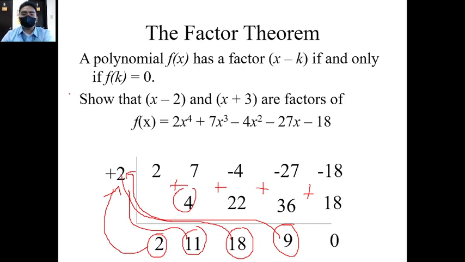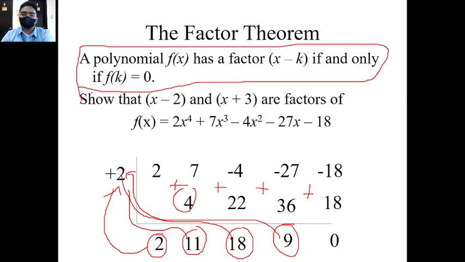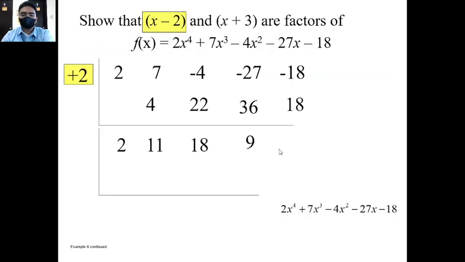So, from the definition of the factor theorem, if your f of k is equal to 0, then we can tell that this binomial is a factor of your f of x. Let's continue. This is the one that we had.